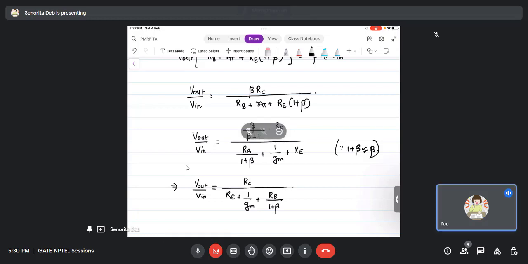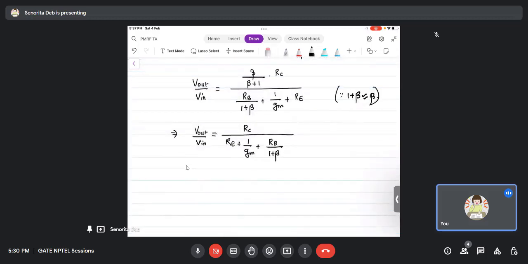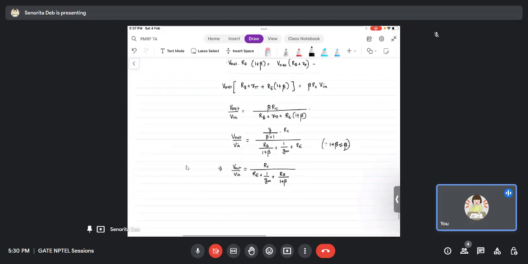Now you can see that both C and CV stage they exhibit the similar voltage gains. Okay, so the difference comes from the input impedance and output impedance. Okay, so how I had solved it?